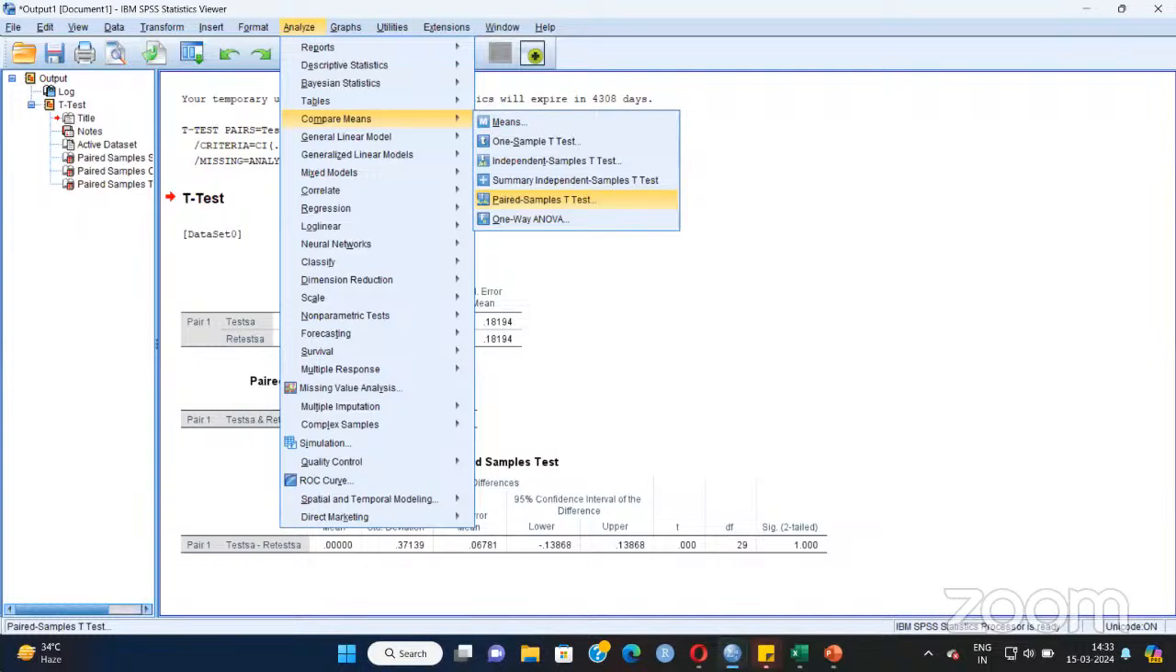In case of the paired sample t-test, initially you have to click Analyze. After that, Compare Means. Next is the paired sample t-test. In Compare Means you can find the one sample t-test, independent sample t-test, and summary of independent sample t-test. Next, you will find the paired sample t-test, so you have to click it.